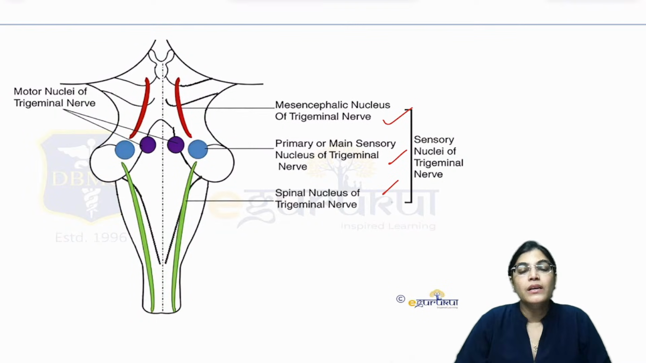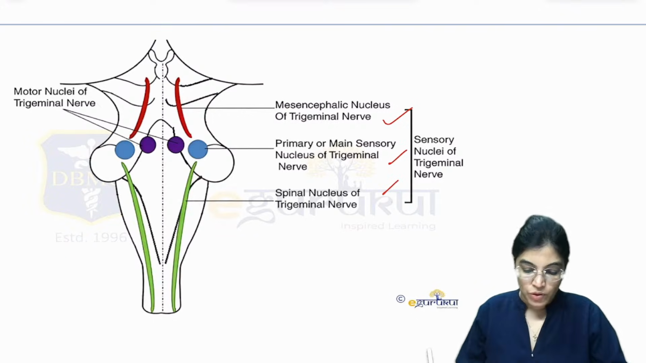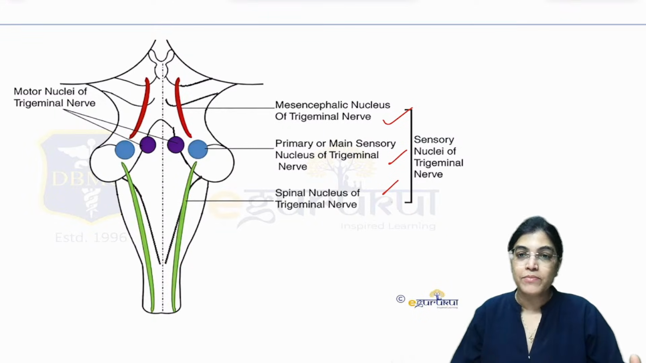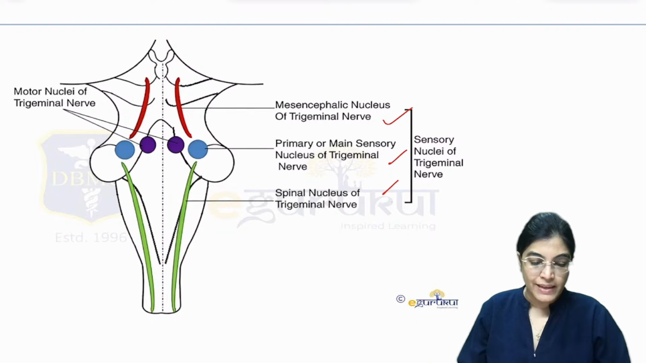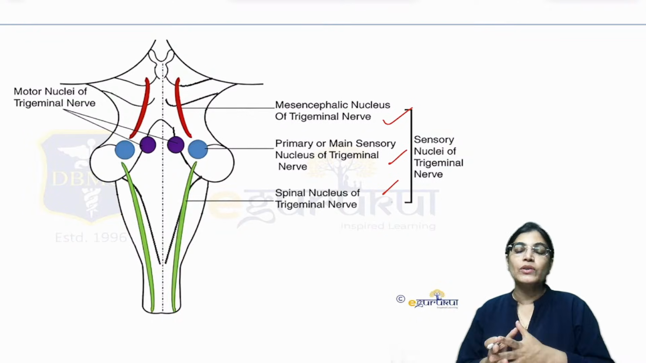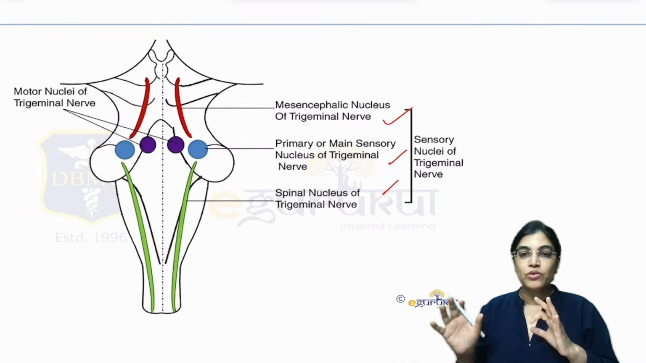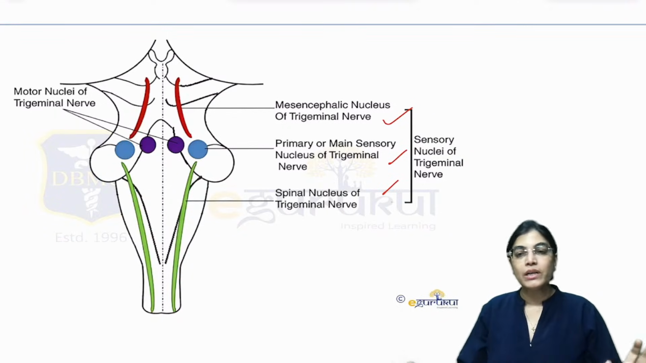The trigeminal nerve has a motor component and a sensory component. The mesencephalic nucleus of the trigeminal nerve has the function of proprioceptive sensation, and the main sensory nucleus has the function of touch, fine touch. The spinal nucleus has the main control of pain and temperature sensation, and the motor component of the trigeminal nerve gives innervation to the muscles of mastication.